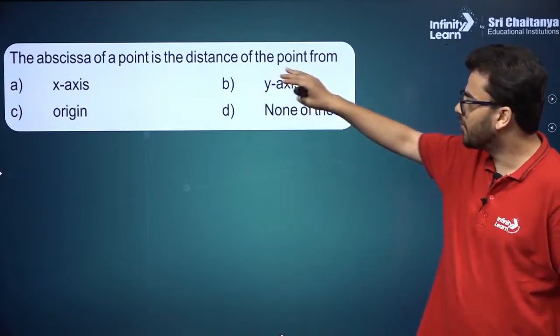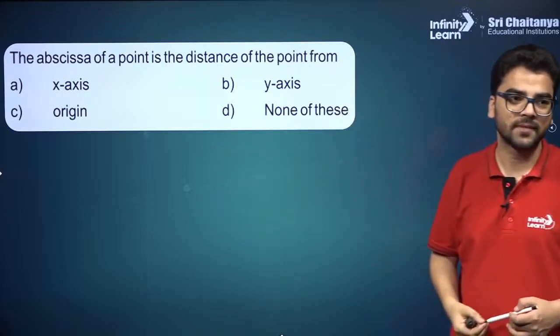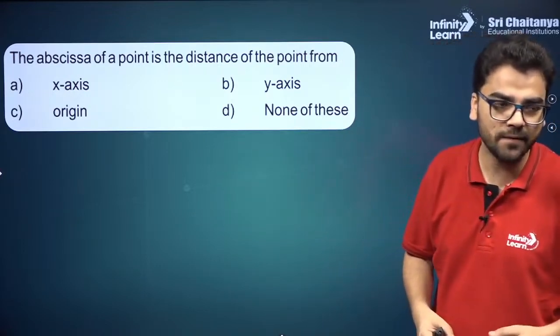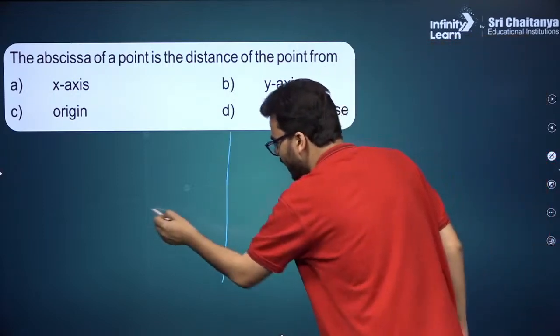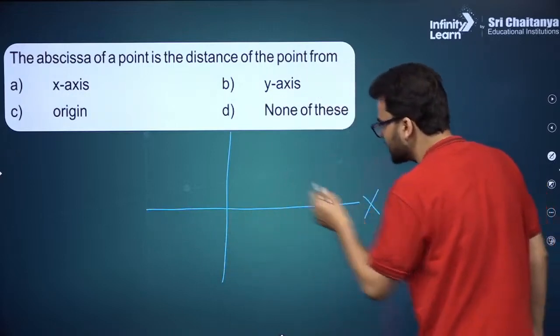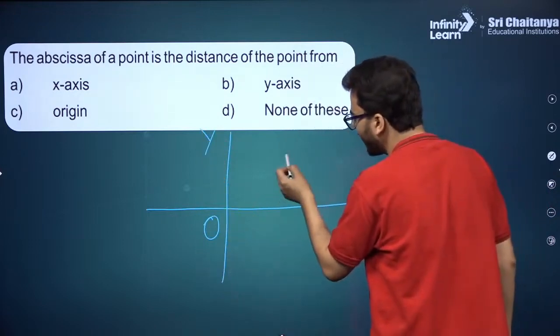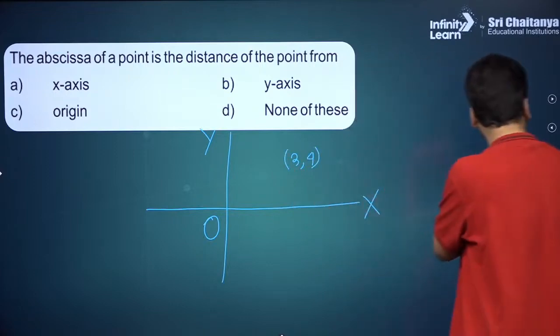So the abscissa of a point is the distance of the point from what? Can you tell that, Chetan? Yes, I'll explain once again. See, when I make the coordinate axis over here, something like this, suppose this is the x-axis, the y-axis and the origin. Now suppose I've got a point, any random point, I'm taking 3, 4.